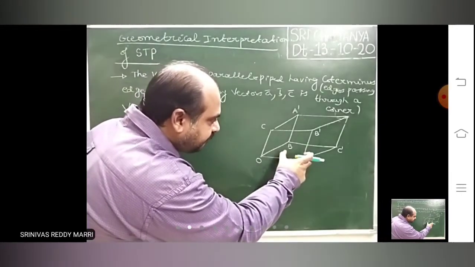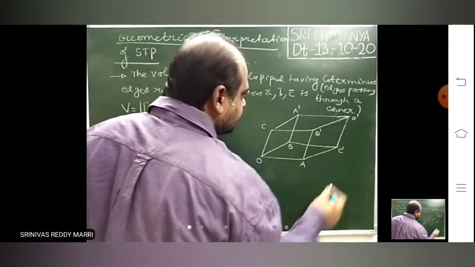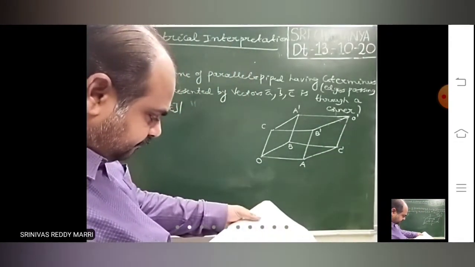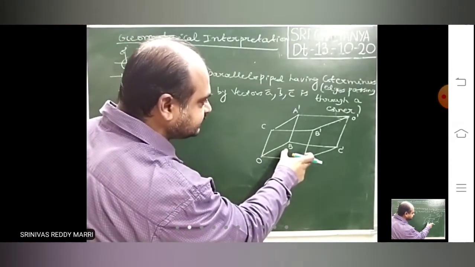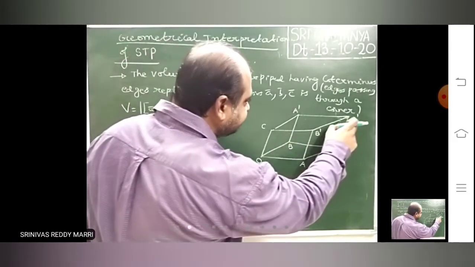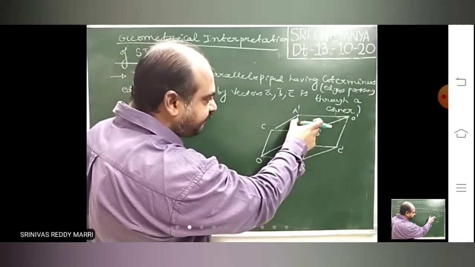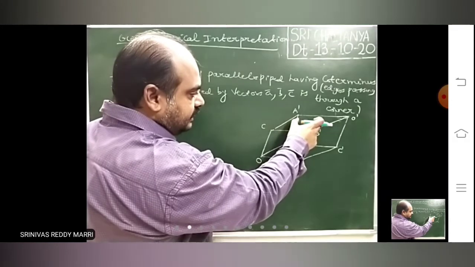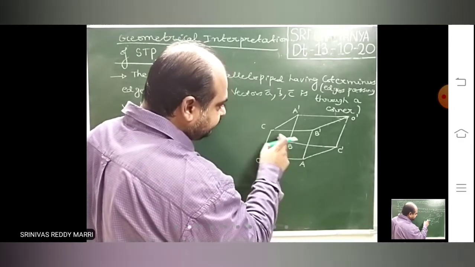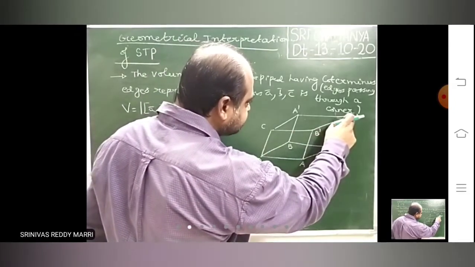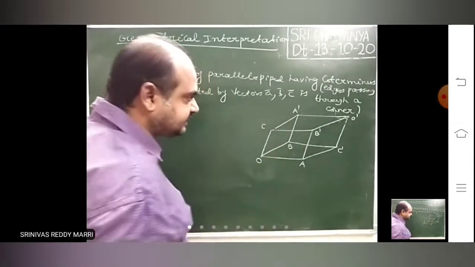Parallel to the ground face, there will be another face, the upper face. The face parallel to it is CB'O'A'. So the ground face OAC'B and the upper face CB'O'A' are parallel.